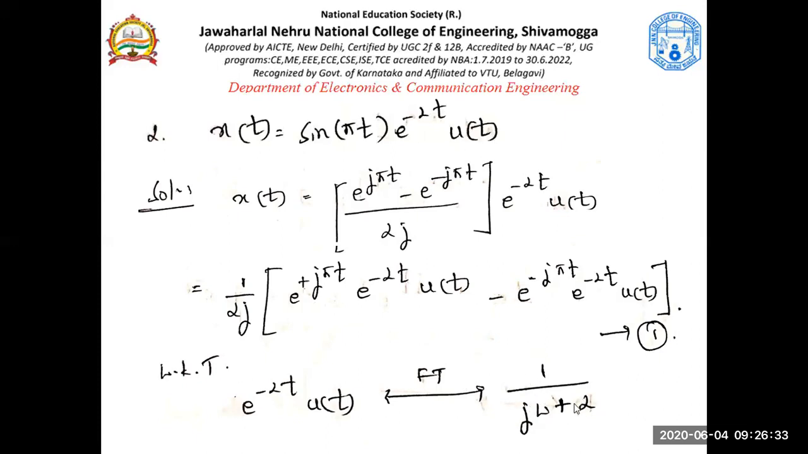Fine. So just hold this term, because we have e power minus 2t u of t in both the terms. So this is what it is going to be. Along with this, we need to bring in something.